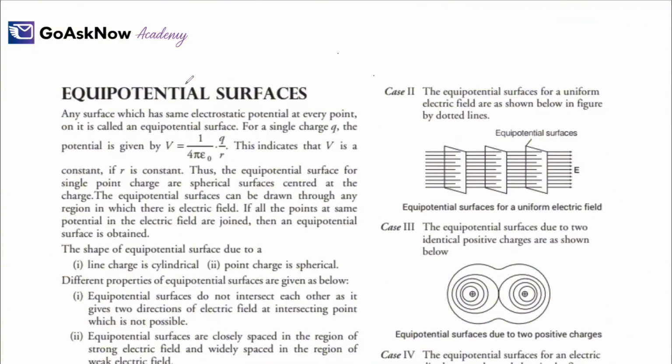Just see here, V is equal to kq by r, and V is directly proportional to 1 by r. That is the equation for the potential of a single point charge. So V is constant if r is constant, so the equipotential surfaces for a single charge are spherical surfaces centered at the charge only. As the equation is V directly proportional to 1 by r only, you will get a spherical surface only.